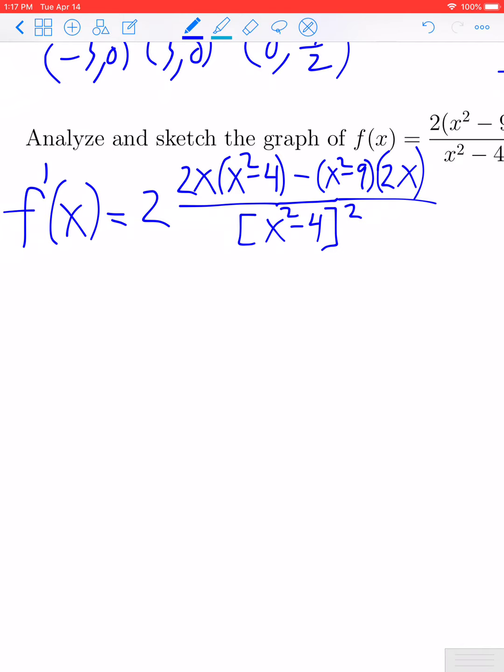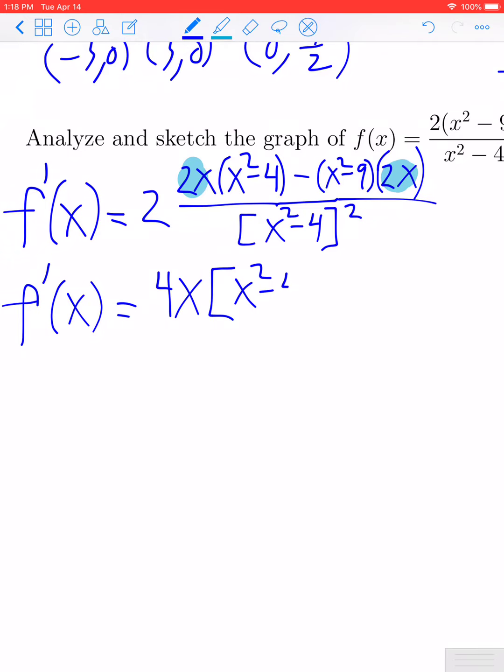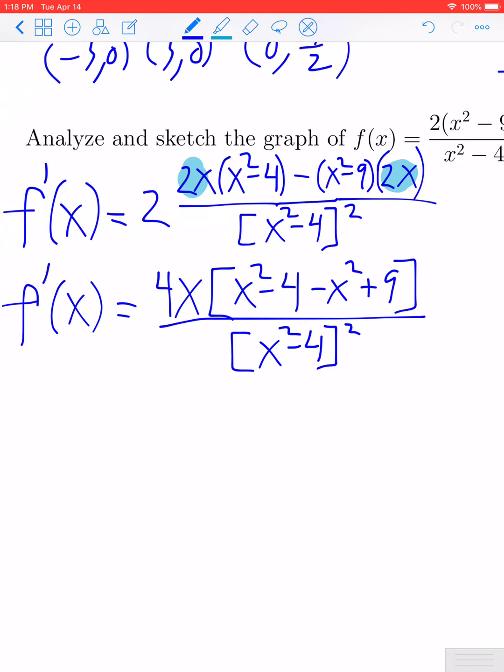From here, we would like to try to go ahead and simplify this. Easiest way is to factor out any common factors from the numerator. Notice that both of these terms have a common factor of 2x. So I can factor that 2x out, multiply it by the 2 that's already in front, and I would get 4x times the following. It's going to be x squared minus 4, but then I have to subtract x squared minus 9. So that would become x squared minus 4 minus x squared plus 9, all divided by x squared minus 4 squared.